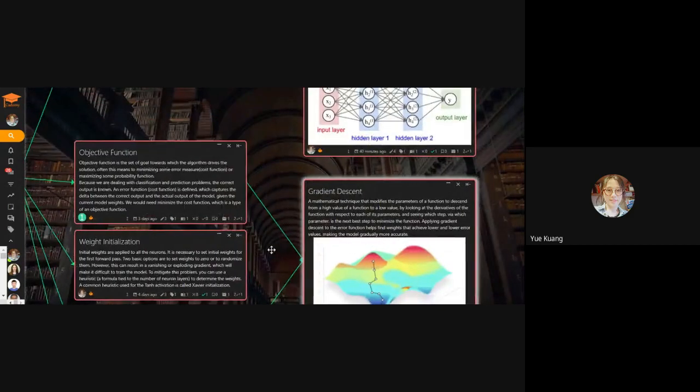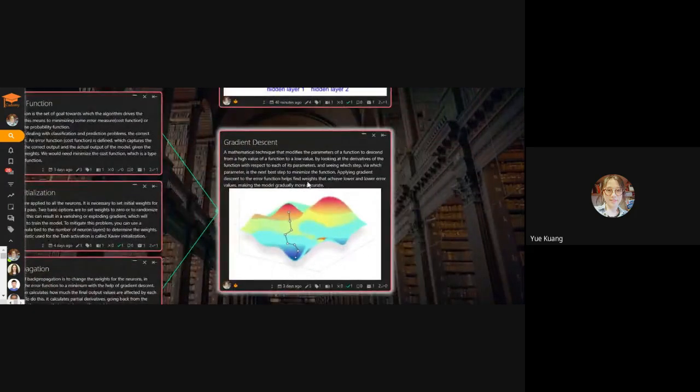So then here comes gradient descent. It is a mathematical technique that modifies the parameters of a function to descend from a high value of a function to a low value, by looking at the derivatives of the function with respect to each of its parameters and seeing which parameter step is the next best step to minimize the function. Applying gradient descent to the error function helps find weights that achieve lower and lower error values, making the model gradually more accurate.